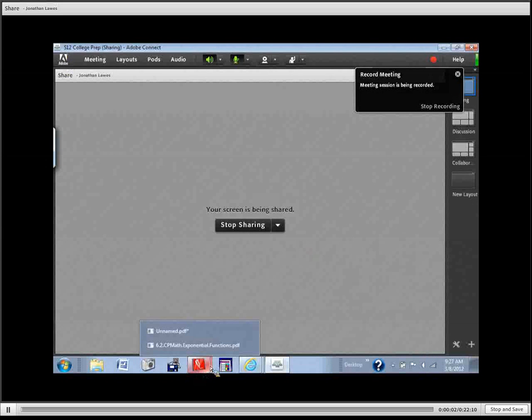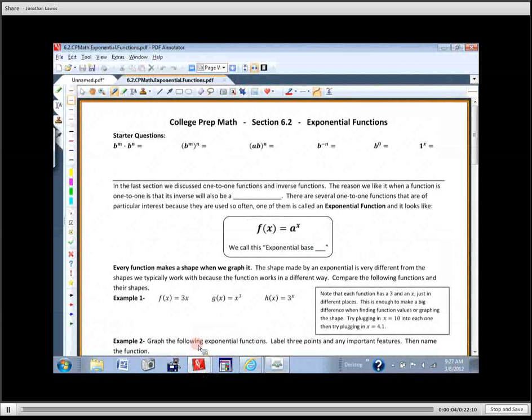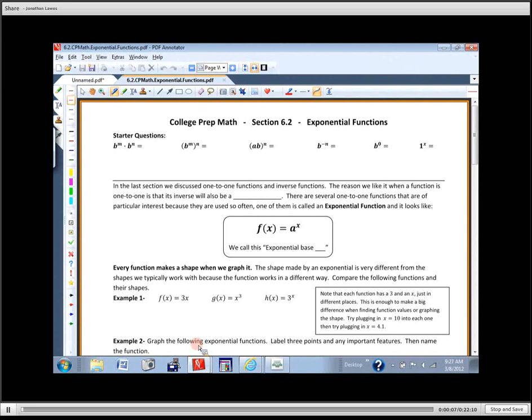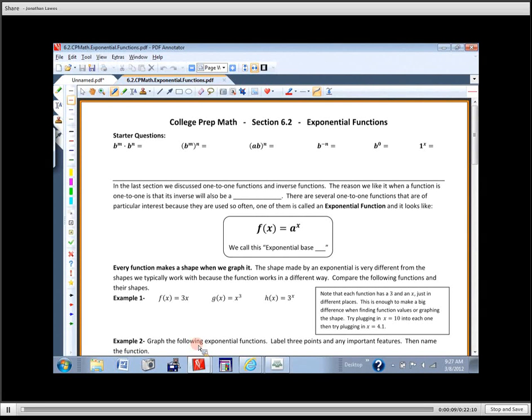Okay, so if you would take a look at the notes that I just handed out, a few starter questions. These are just reminders of some things that you would have learned in your 1010 class, maybe Algebra 2, dealing with exponents. So if I have an exponential, so I've got b raised to the m, and then I've got b raised to the n. What do I do with the exponents when I'm multiplying? So for example, if I have x squared times x cubed, what do I do with the exponents?